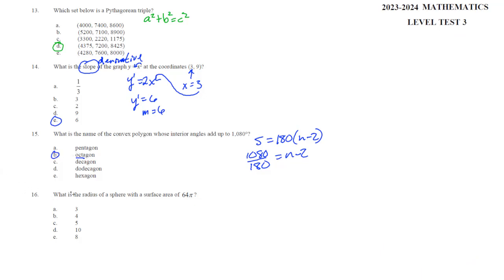Okay, and what is the radius? So we're looking for the radius of a sphere with a surface area. So we need the surface area for a sphere formula. That is, surface area is 4 pi r squared. Good to have that one memorized. Stick 64 pi over here, and we get 4 pi r squared. Divide off the pi's, divide by 4, and we get 16 equals r squared. So r must be, ba-da-boom, 16 is B.